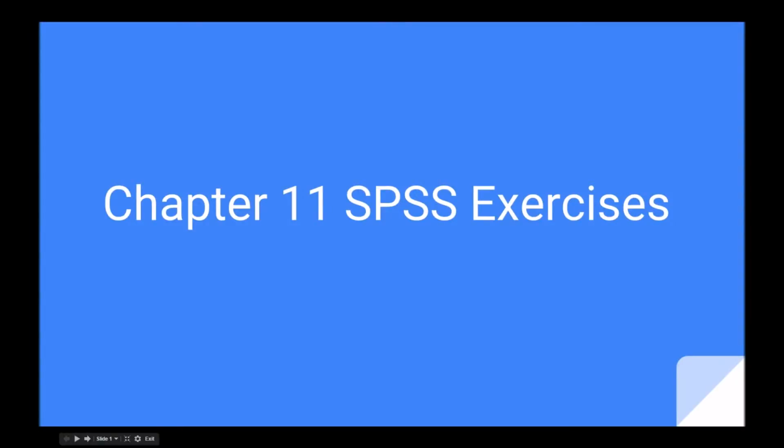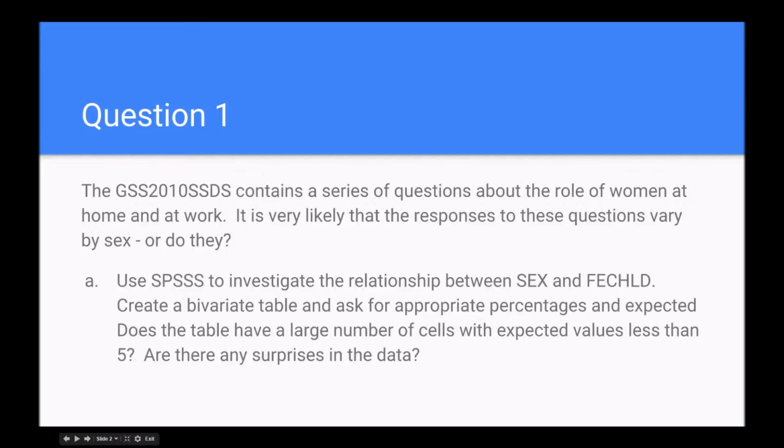Today I will be going over the Chapter 11 SPSS exercises. So for question 1, the GSS 2010 contains a series of questions about the role of women at home and at work. It is very likely that the respondents to these questions vary by sex, or do they? So they want us to use SPSS to investigate the relationship between sex and FE child, which is, does it hurt a child for the mother to work?